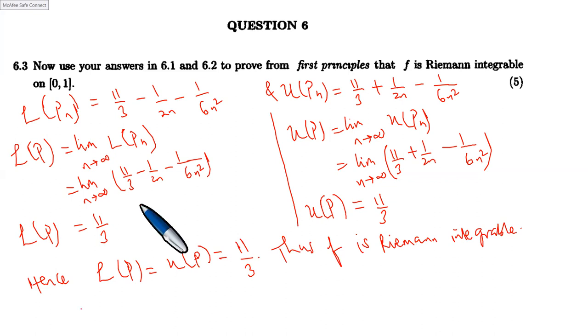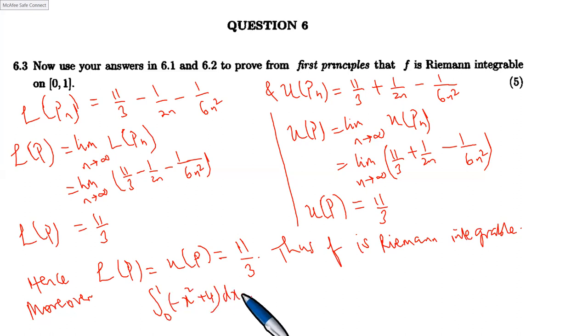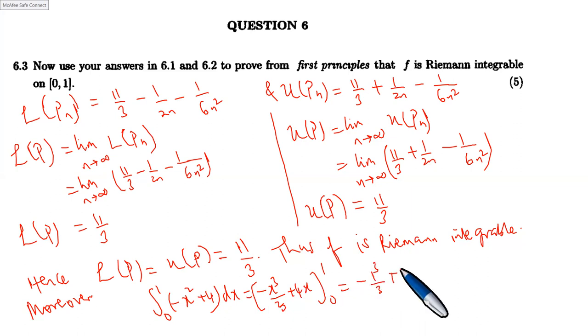Moreover, these things are the integral from 0 to 1 of minus x squared plus 4 dx. Let's use the rules of integration to verify this from first year calculus. The integral of x squared is x cubed over 3, so minus x cubed over 3, and the integral of the 4 is 4x, from 0 to 1. Substitute: minus 1 cubed over 3 plus 4 into 1. That is 4 minus 1 over 3, which is 12 minus 1, 11 over 3. And this 11 over 3 is the answer we got, so LP is equal to UP.